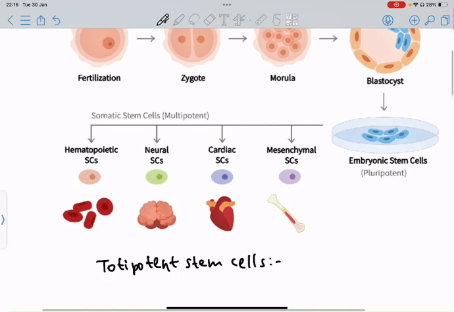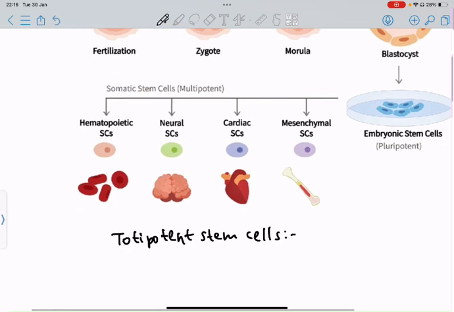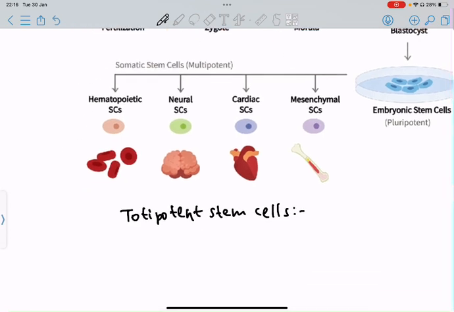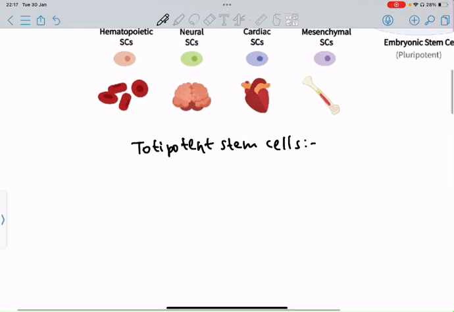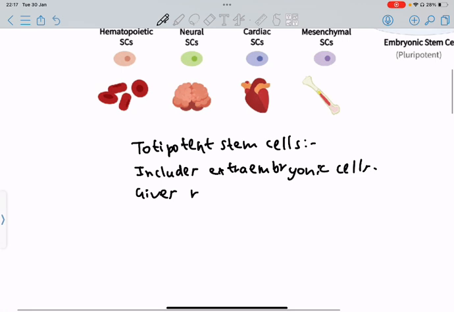The exact definition of a totipotent stem cell is a stem cell that gives rise to all cell types, including extra embryonic cells. So it includes extra embryonic cells and gives rise to all cell types. All 216 human cell types.